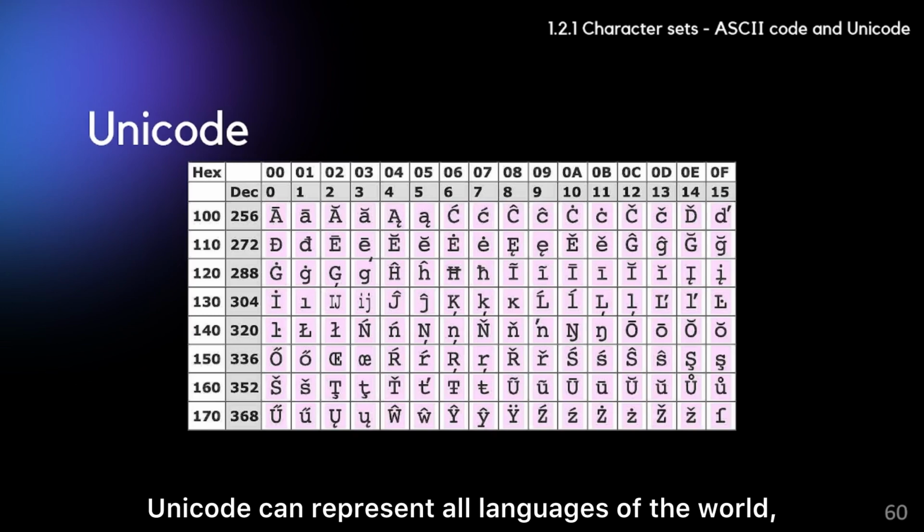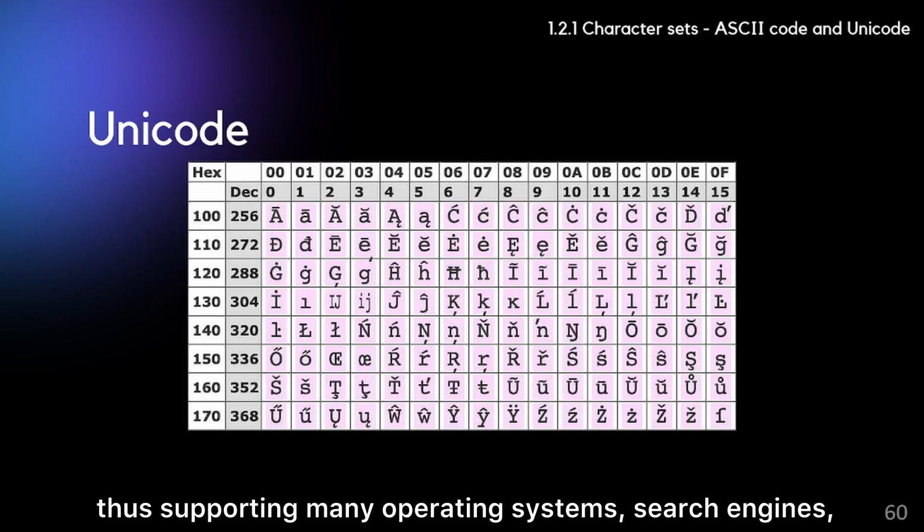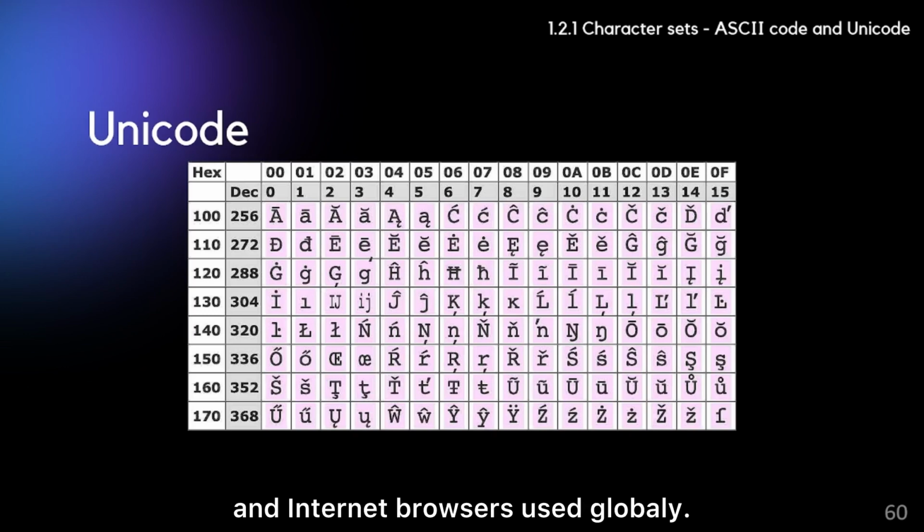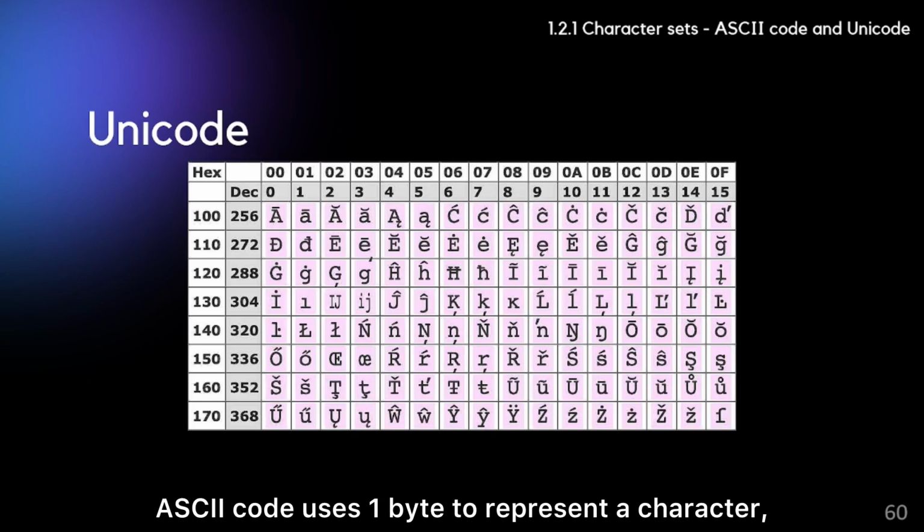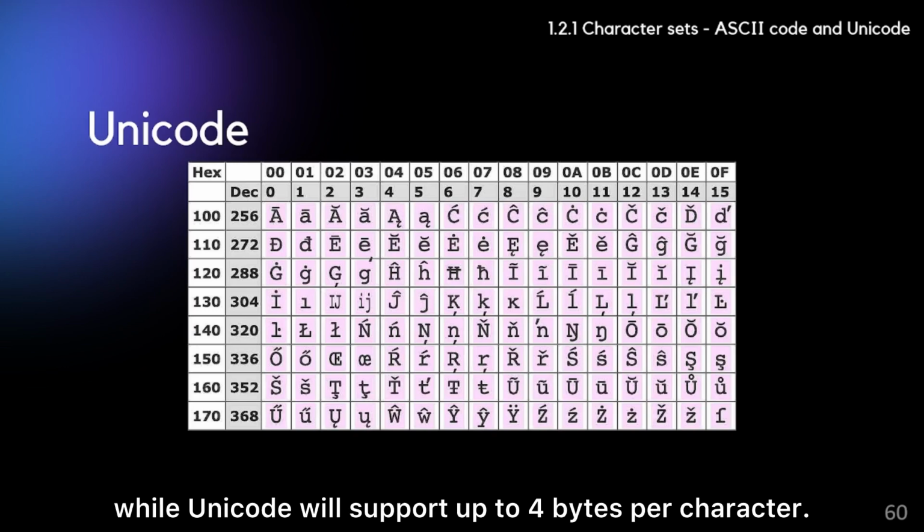Unicode can represent all languages of the world, thus supporting many operating systems, search engines, and internet browsers used globally. ASCII code uses 1 byte to represent a character, while Unicode will support up to 4 bytes per character.